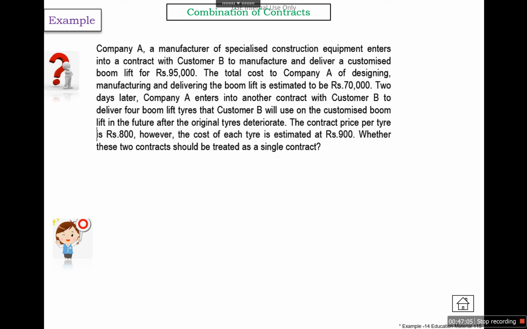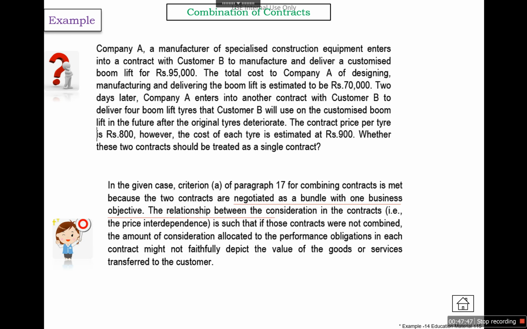So we need to check the remaining three conditions. Whether it is negotiated as a package? No, it is not negotiated. Whether price is interdependent? Yes, price is interdependent because the seller has agreed to sell it at 800. Otherwise, the cost of this tire would be 900. It provides the indication that it is negotiated as a package, although at a different time, but the intention is the same. Third, is it a single performance obligation?